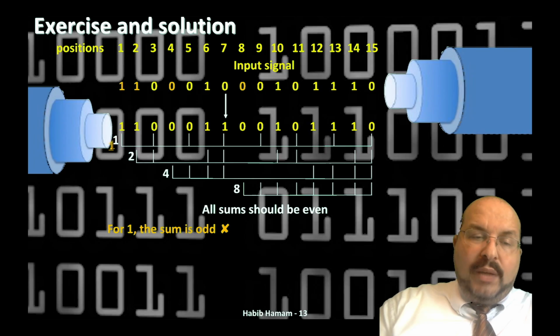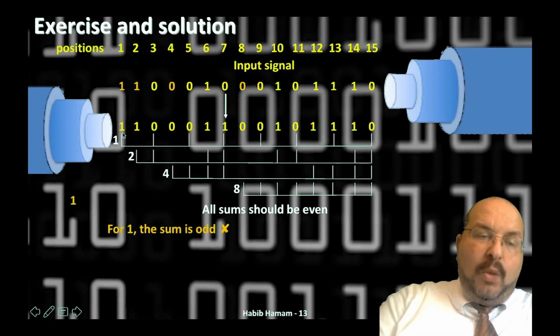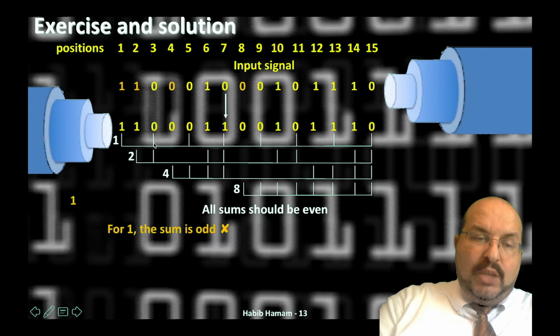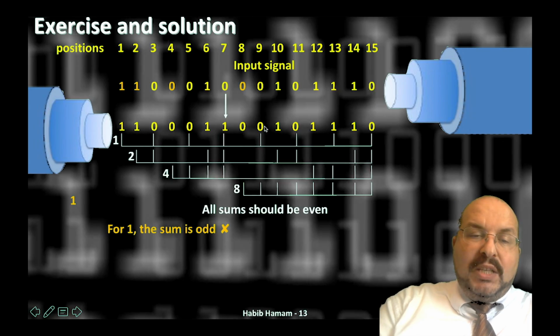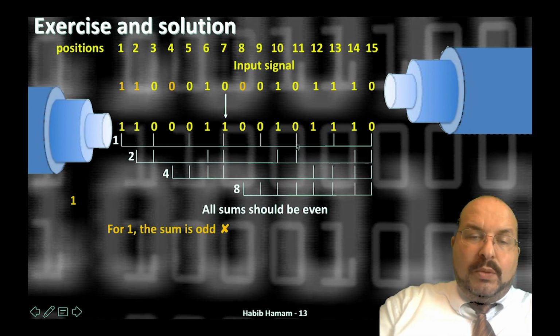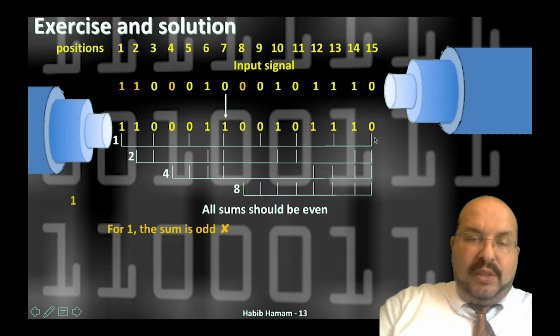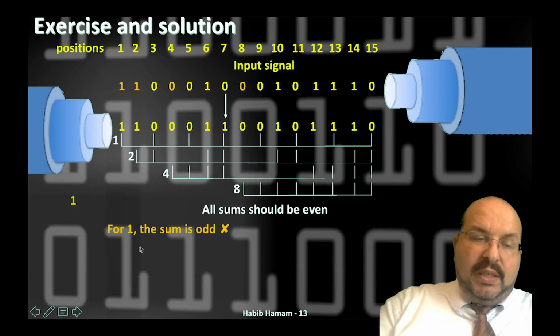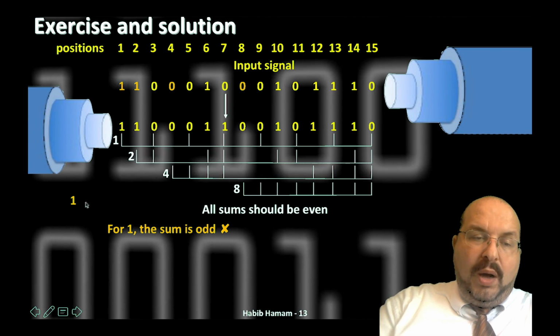So for 1, it is not the case. Let us do it together if you want. So 1 plus 0 is 1, plus 0 is still 1, plus 1 is 2, plus 1 still 2, plus 0, 2, plus 1, 3, plus 0, 3. 3 is not even. So there is a problem with position number 1.